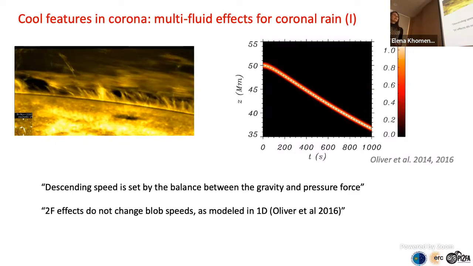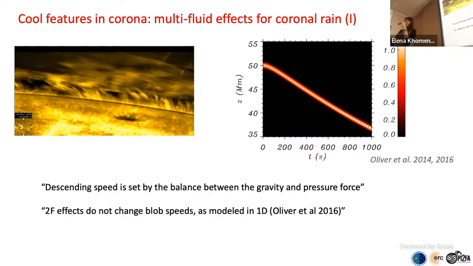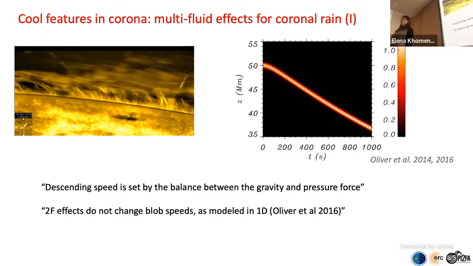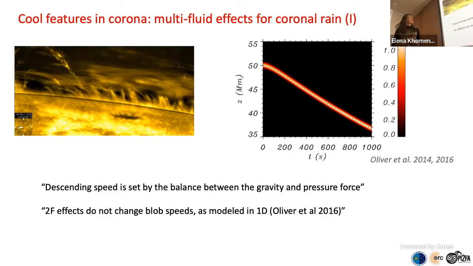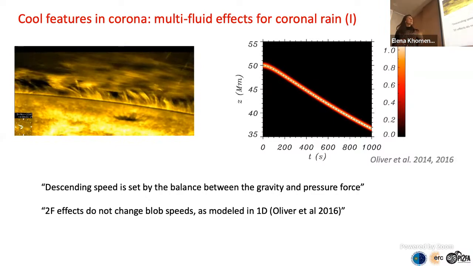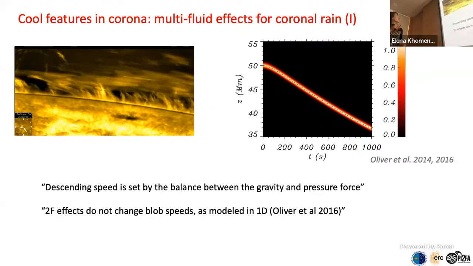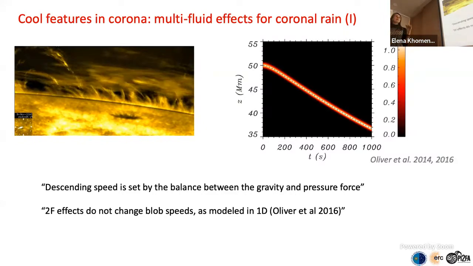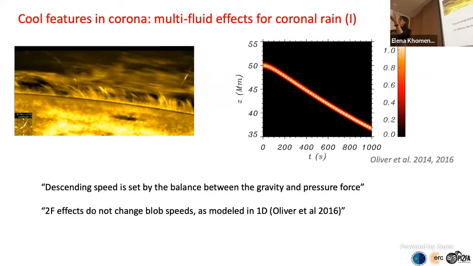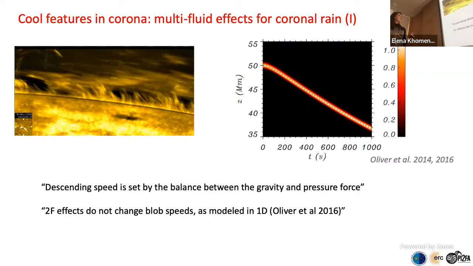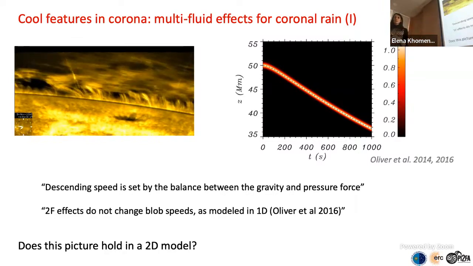And there have been studies in 1D and in multiple dimensions to understand why these blobs actually fall at this particular speed. For example, our colleagues from Palma de Mallorca have been modeling this in 1D and also using multi-fluid theory. They found that the speed of these blobs is set by the balance between gravity, so it's not free fall, and the magnetic pressure that is pushing back. So this is slower than free fall. But then what happens if we go to 2D?